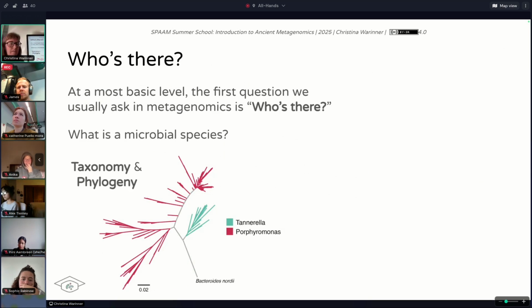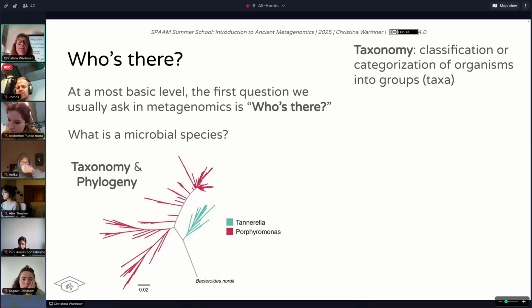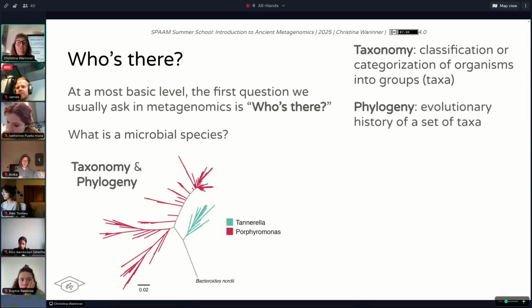And in order to define microbial species, we have to talk about two really foundational concepts, and that's taxonomy and phylogeny. So taxonomy is the classification or categorization of organisms into groups, which we call taxa. And phylogeny is an evolutionary history of a set of taxa. Now, ideally, when we want to name a species, we want these two things to agree. We want the taxonomy, the name we give to that species, to reflect its evolutionary history. But that can sometimes be hard to determine.